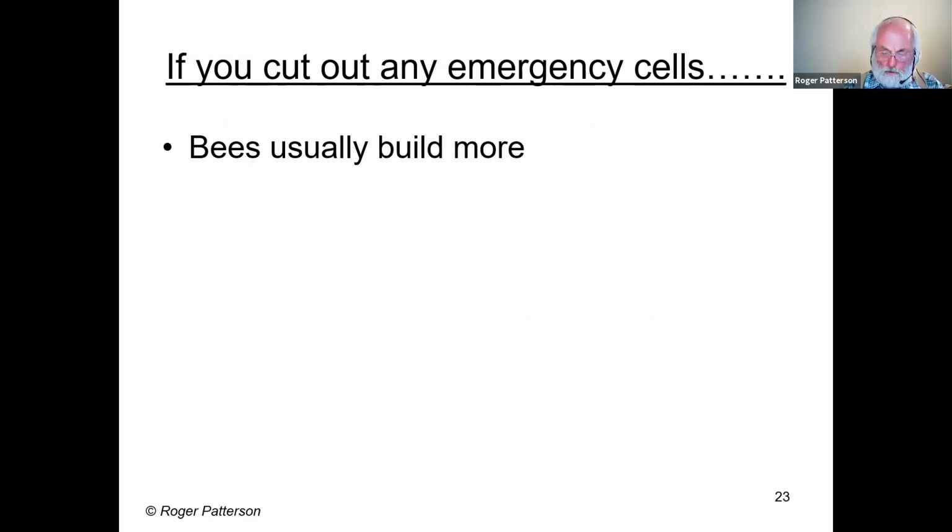Now, if you cut out any emergency cells, so after 4 or 5 days or whatever we're told to do, the bees will build more. So let's say they built 15. If you then cut them down to only 5, the chances are they'll build about another 10. All right, it might be 8, it might be a dozen.